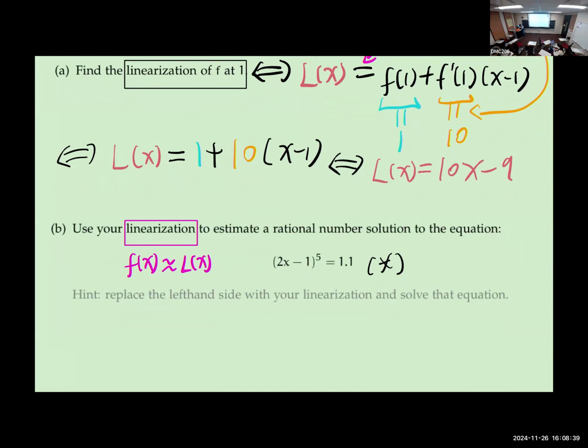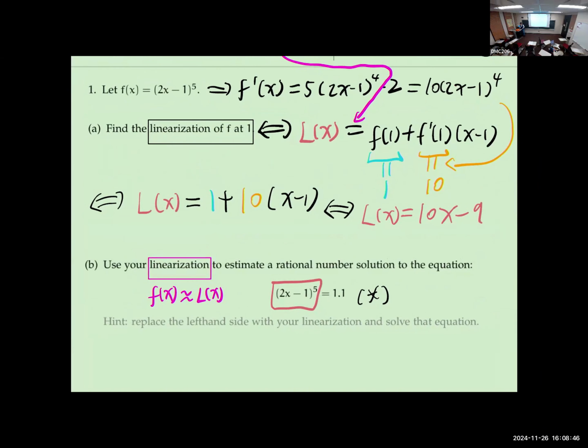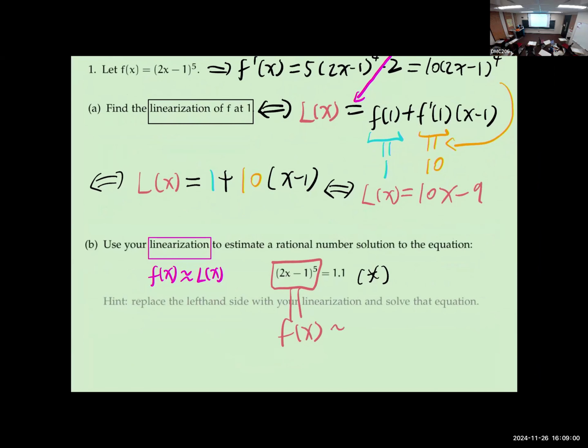So following this spirit, what's the left side of this equation? Are your eyes sharp enough? Very good, yes. This is f of x. What's the core spirit? It approximately equals L of x, right? So let's use this. What is L of x? L of x has been computed in part A. We just plug that in. L of x is 10x minus 9 by part A.